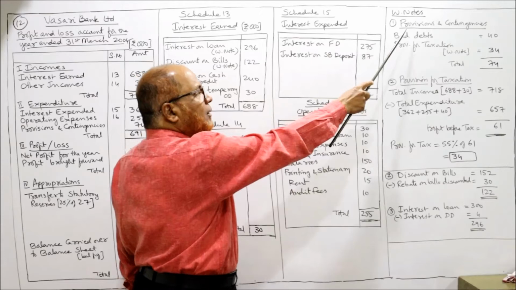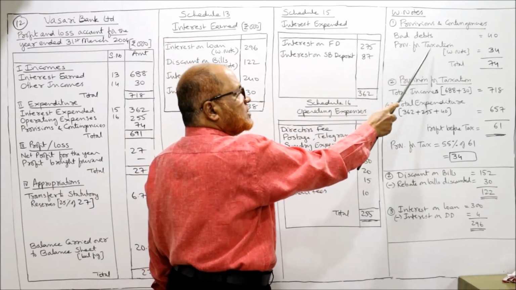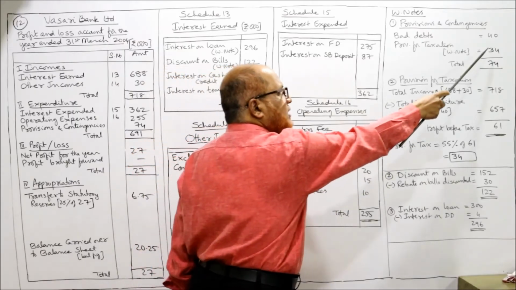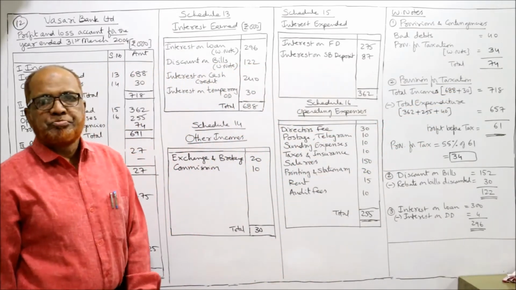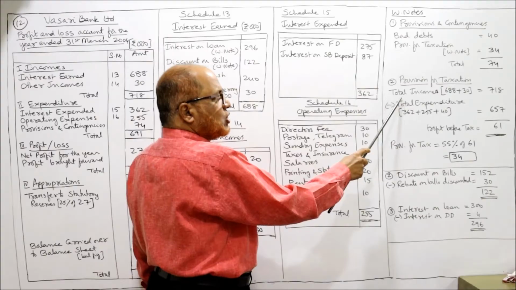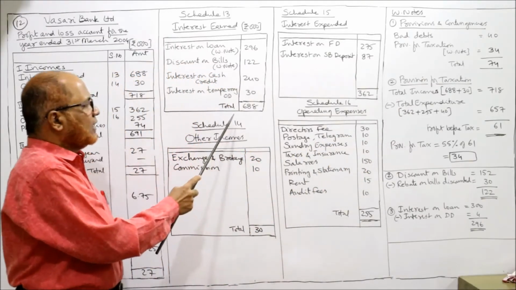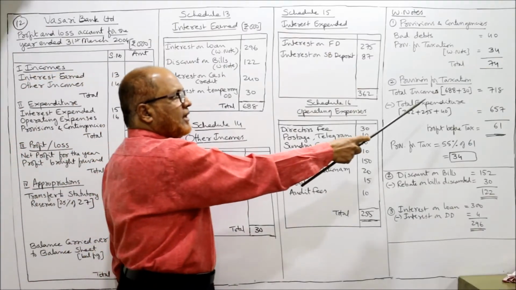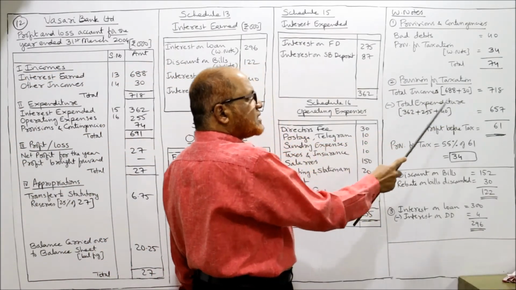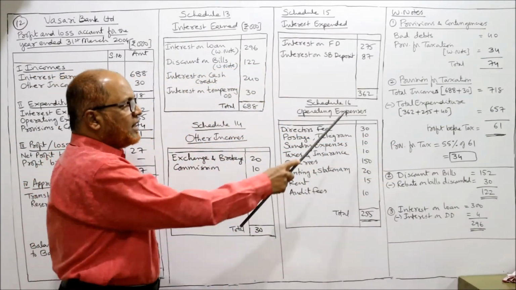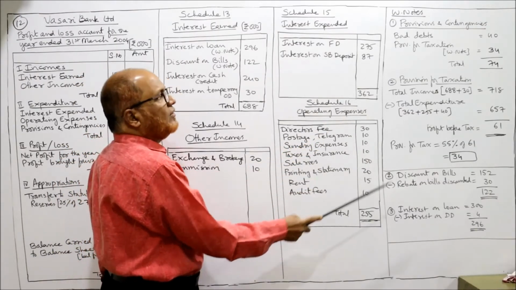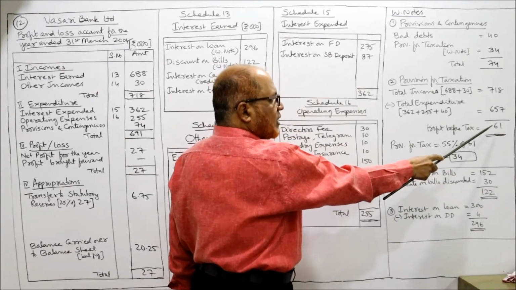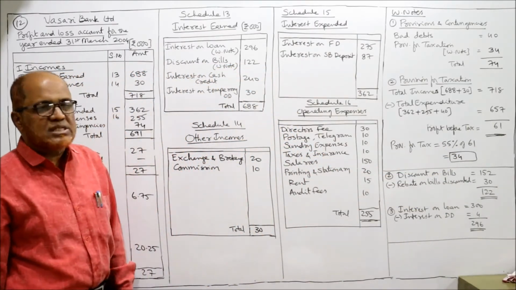So under provisions and contingencies I have written provision for taxation, working note. In the working note I am showing how we got this 34. Below this, provision for taxation: total of incomes. Incomes are the 13th schedule and 14th schedule, 688 plus 30, it comes to 718. Total expenditure and losses: expenditure is 362 plus 255 plus a loss of 40. So add all three, 657. So profit before tax we got 61.